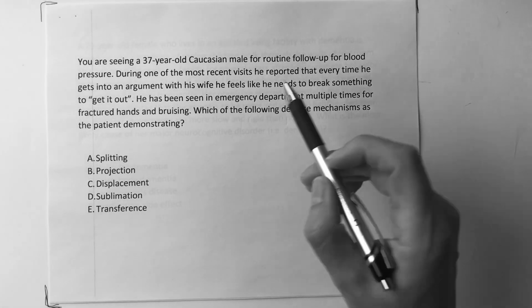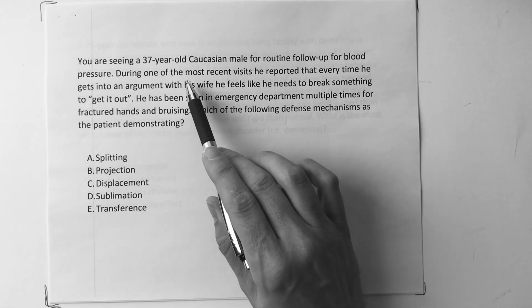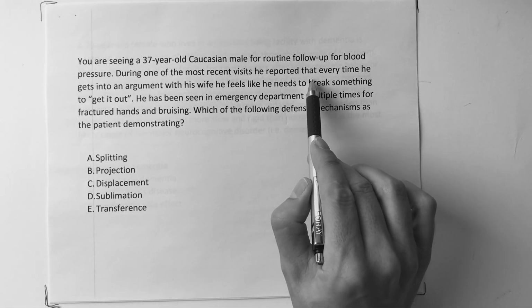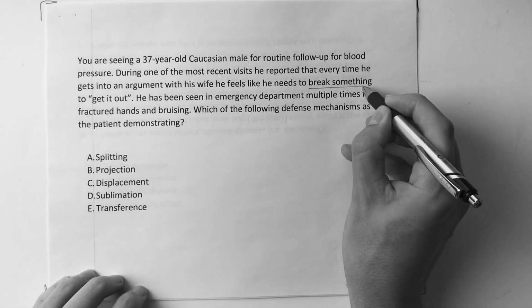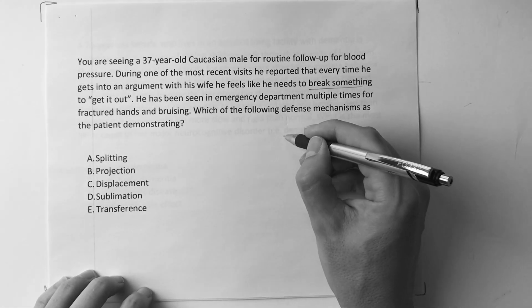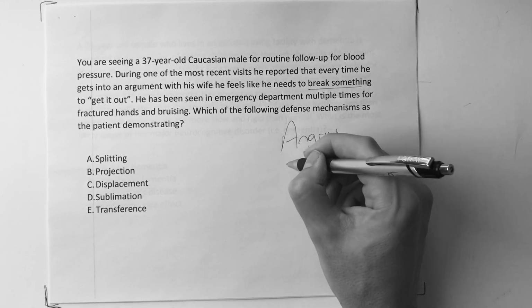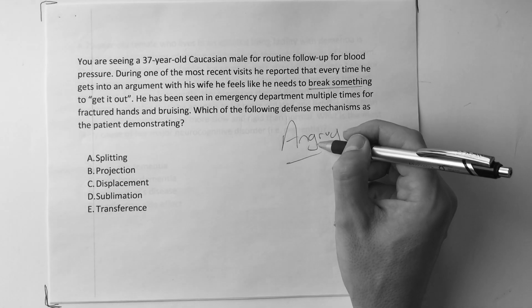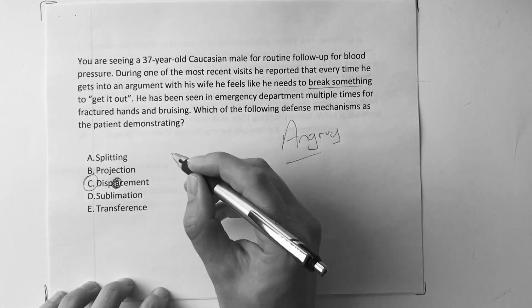This one says, you're seeing a 37-year-old Caucasian male for a routine follow-up for blood pressure during 1 week. During one of the most recent visits, he reported that every time he gets into an argument with his wife, he feels the need to break something. Right? He's doing something, and he's what? He is angry. Okay, and we said when you're actually doing something physical that's very angry, you're going to be jumping all over displacement because there's with the A.